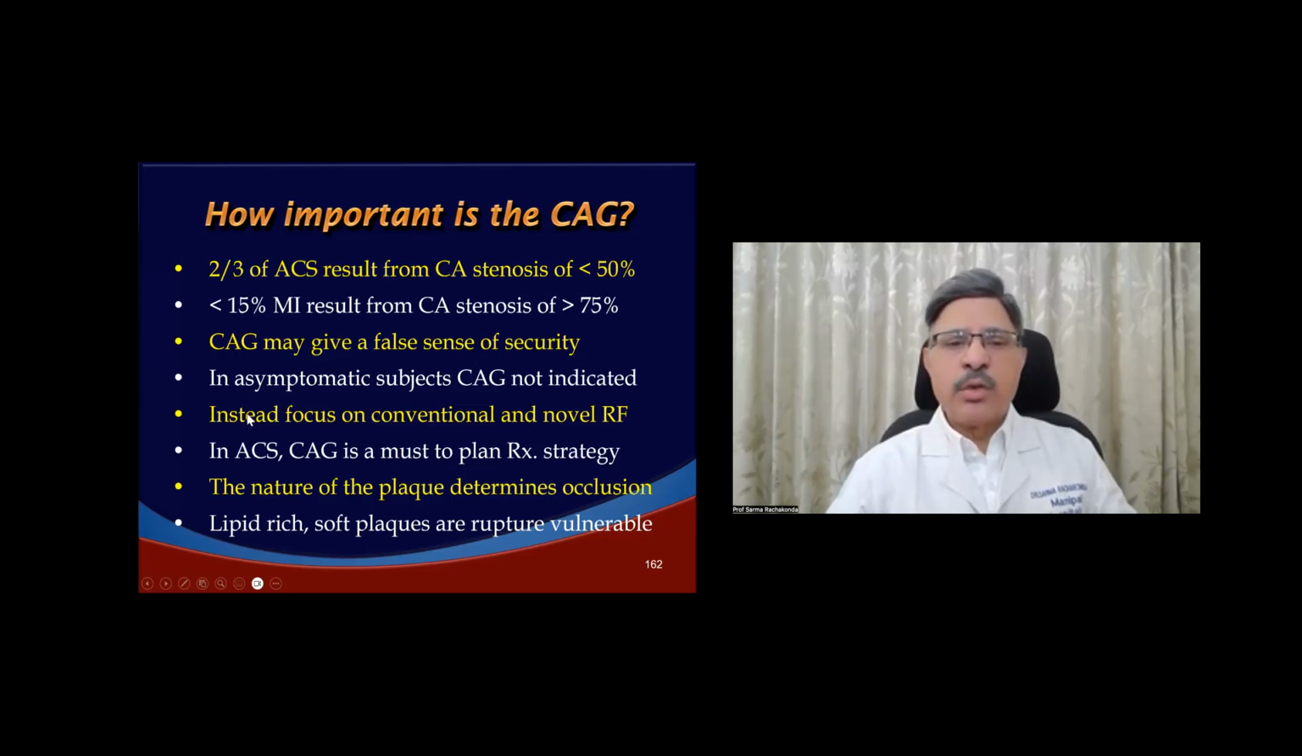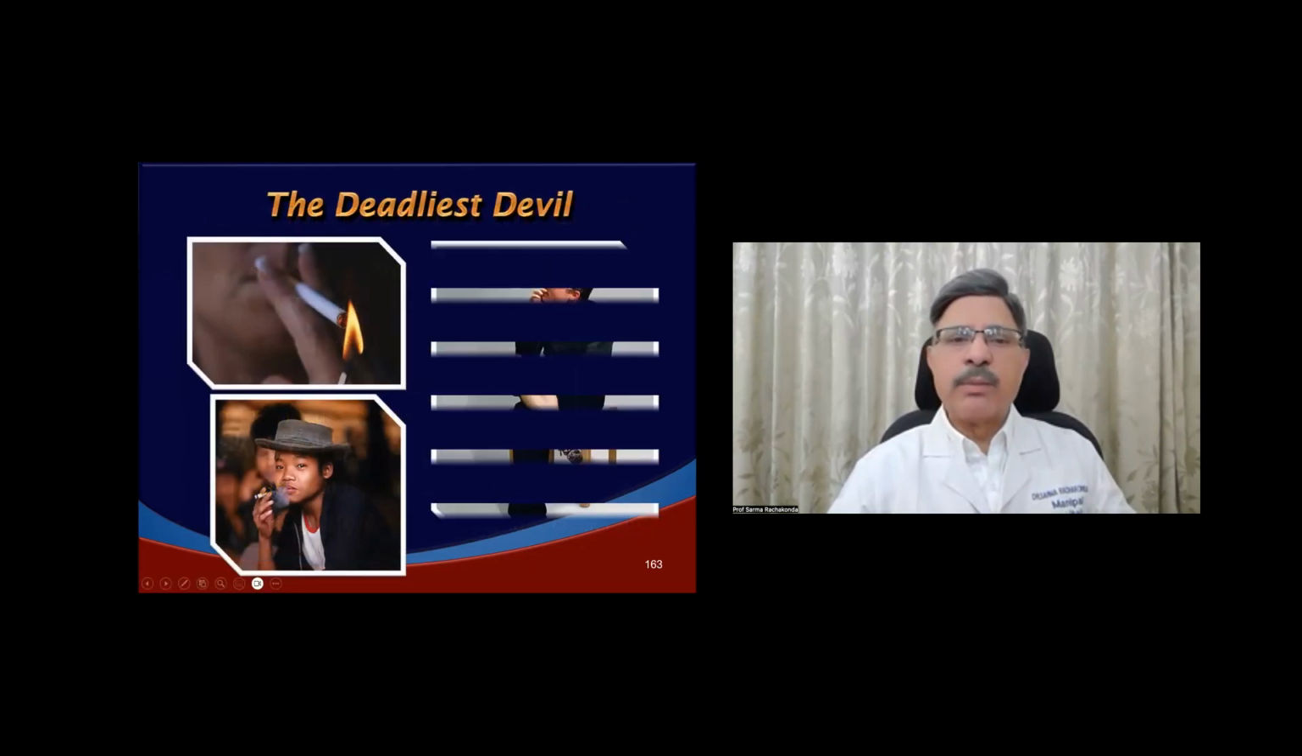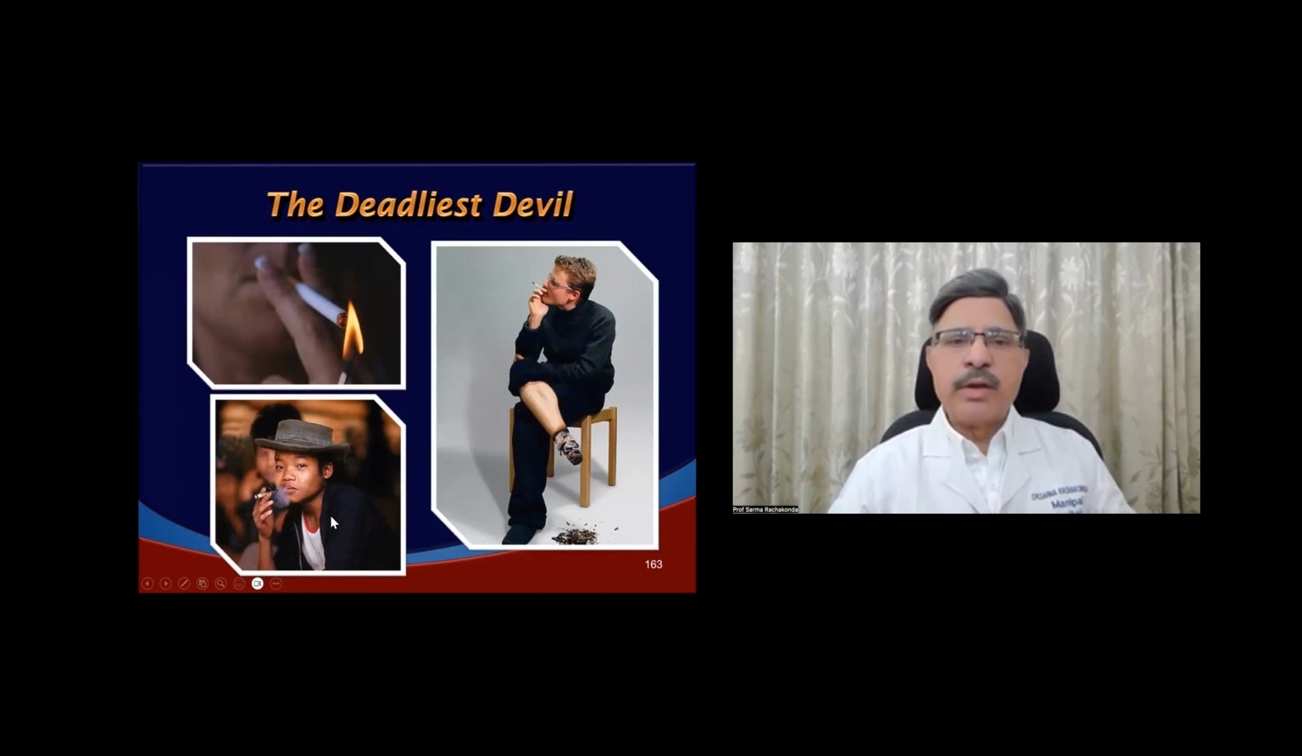In ACS, you must do a coronary angiogram to plan medical management, angioplasty, stent, or CABG. Nature of plaque determines the occlusion. Lipid-rich, soft plaque ruptures are called vulnerable plaques. The deadliest devil, the smoking. He is not smoking and enjoying the cigarette. Cigarette is in fact smoking him.